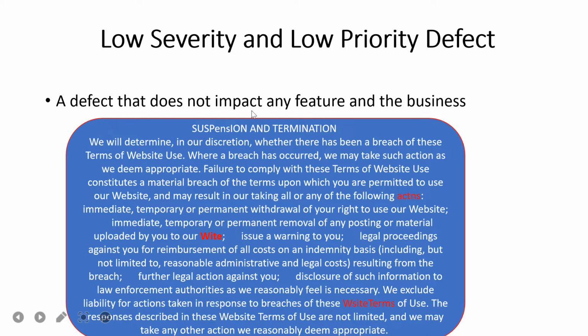A defect that does not impact any feature or the business will fall under low severity and low priority. Here if you see, I have many spelling mistakes, and here I have a font mistake also. The cases are also not proper. It should be in uppercase, but it is not that way. So these types will fall under low severity and low priority. Have you understood, or any questions or clarifications?